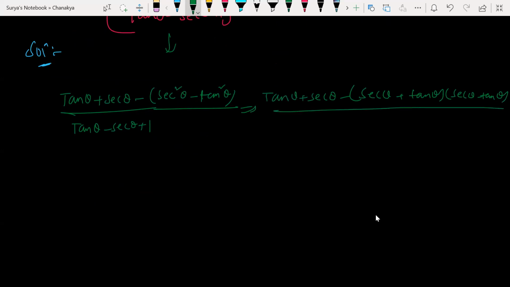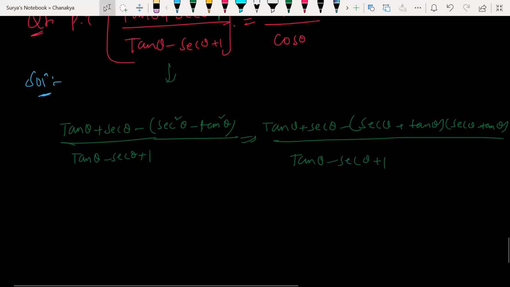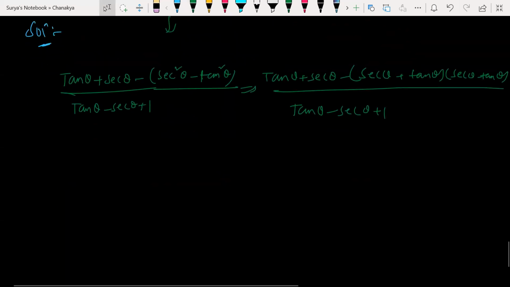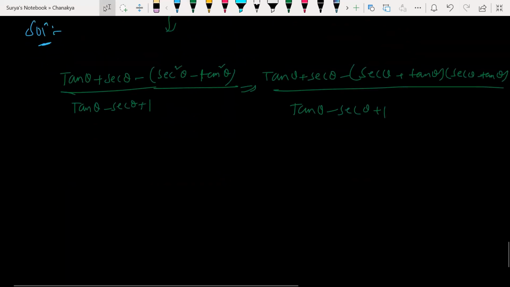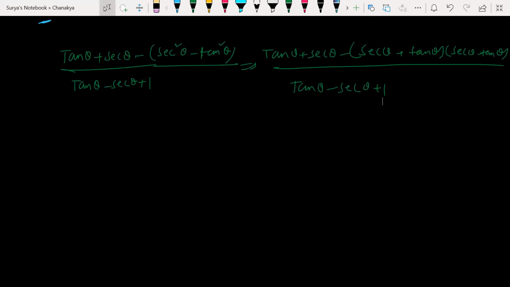Sir, below also we can do, right? The +1. Let it be +1, because if you do +1, there will be no use at all. You'll keep getting calculation and your calculation will not end. So instead of writing +1, you can do it like this: tan theta plus secant theta minus secant theta.